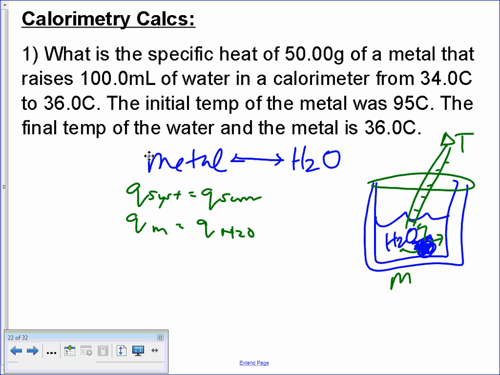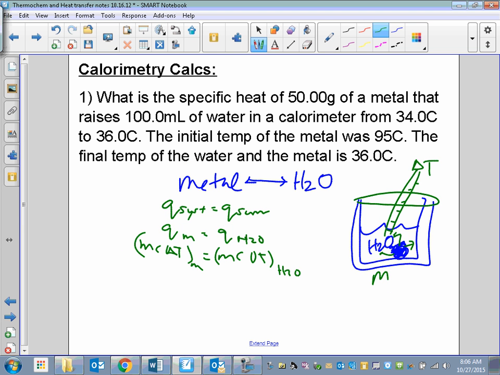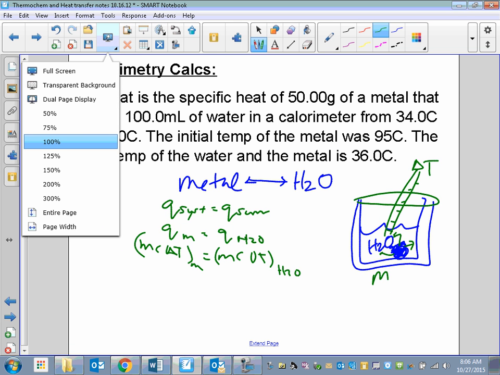So if we know two Q's, that means we're probably going to be given two masses. We might know two C's. We probably will know two delta T's. We're going to set up MCΔT equals MCΔT, metal and water. So I like to set up a nice little table on this. I don't like to just write out numbers. Some of us like to write out numbers, and that's totally fine. Do what you got to do.